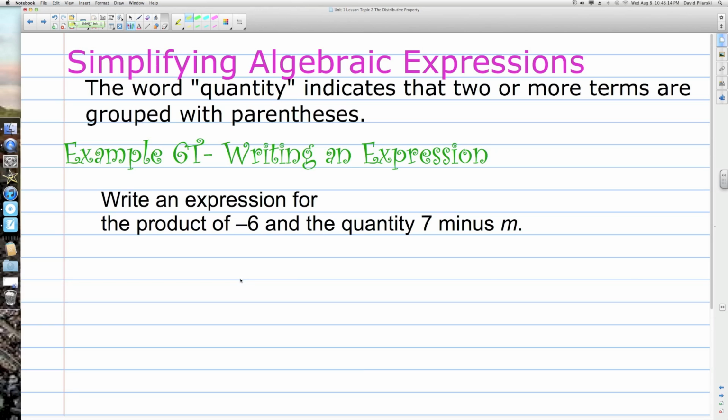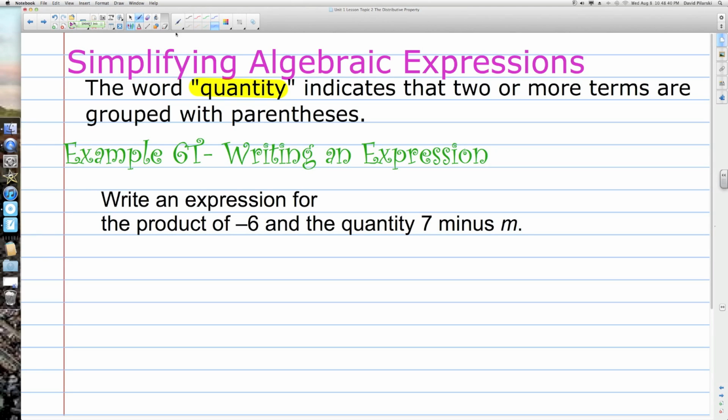Simplifying algebraic expressions. The word quantity indicates that two or more terms are grouped with parentheses. So a key word from this lesson today, another key word among the many, quantity. It indicates that two or more terms are grouped together with parentheses. And since this lesson is on the distributive property, it's going to be important to know a key word when you're going to have to use that parenthesis from a problem-solving situation.